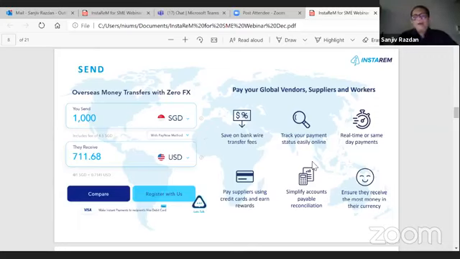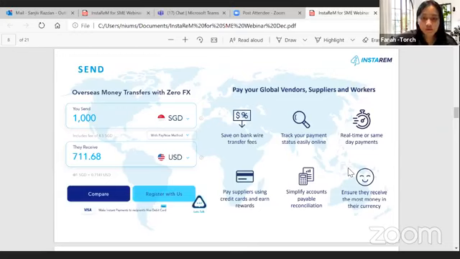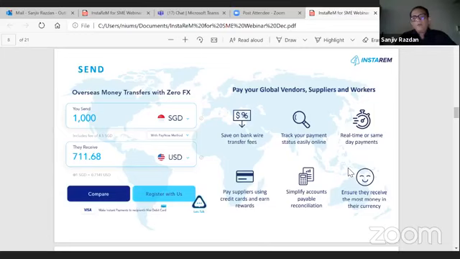Second is, how do you track the status of your payment? That means once you have initiated the transfer, how do you know where the money is, when is the recipient going to get the money, and between now and when they get it, where is the money? So that is another way through which we make this experience different than through a bank.